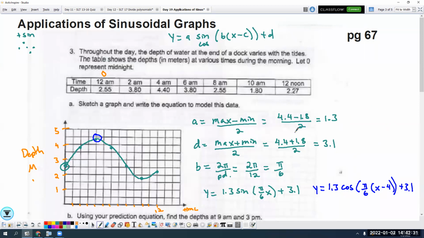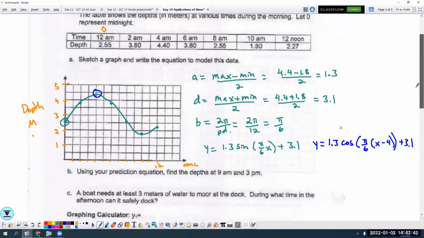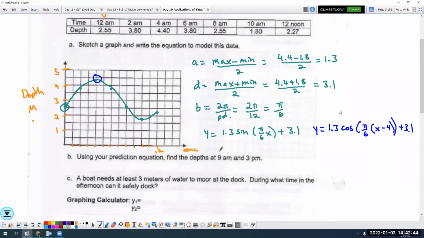So now it says, use your equation to make a prediction to find the depths at 9 a.m. and 3 p.m. So 9 is 9. That's easy. That's just t equals 9. But for t equals 3 p.m., we want to remember that that's 12 plus 3 to get to 3 p.m. because all these times are p.m. It's like hours. So 12 plus 3 is 15.